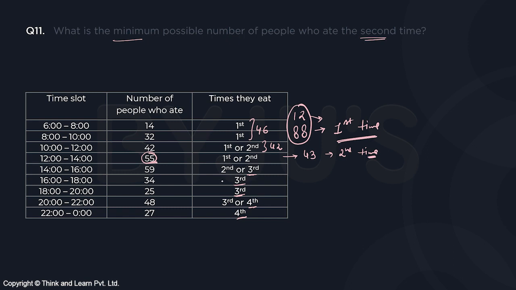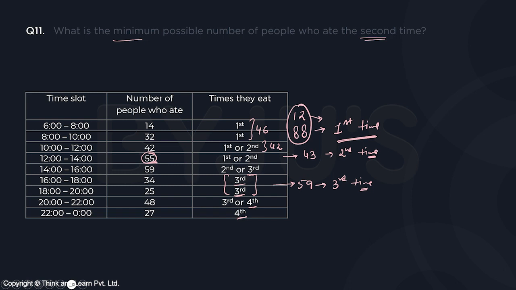Let's talk about that. 34 plus 25, these 59 people surely ate for the third time. Now, just the point is, if 43 people have eaten for the second time, how can 59 people eat for the third time? Because a person who is eating for the third time must have eaten for the second time as well.